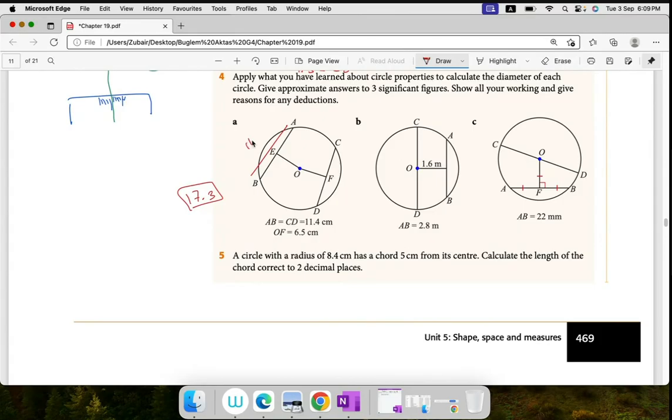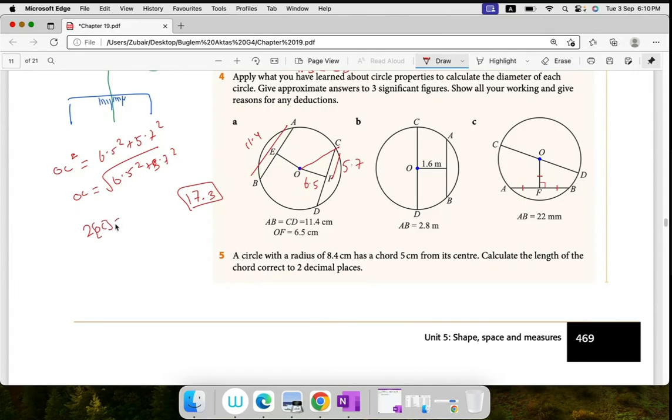See, this full chord is 11.4. Half of which will be 11.4 by 2 is 5.7. And then the distance is 6.5. So I can find this OC using Pythagoras theorem. OC squared is equal to 6.5 square plus 5.7 squared. So that's why it equals 17.3. Yeah, this is OC, and the diameter is 2 times OC.